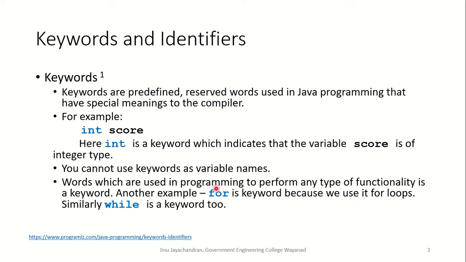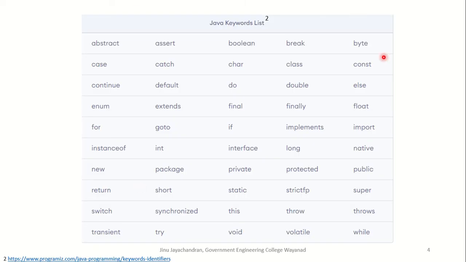So keywords, which are used in programming to perform any type of functionality, are keywords. So there are around 53 words which are decided as keywords in Java programming. So these are 50 of them. If you look at these words, most of them are familiar to the programmer, like class. If you want to declare a class, then you say class space the class name. So that class is a keyword. So you can't define a variable name or an identifier as class.